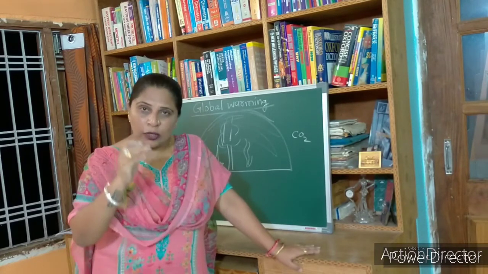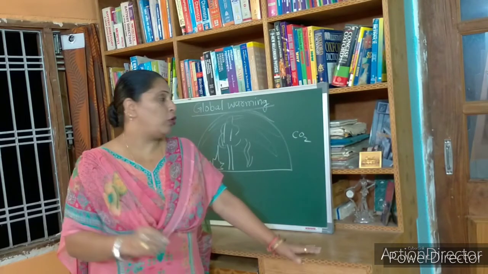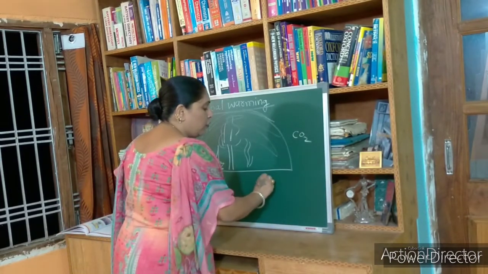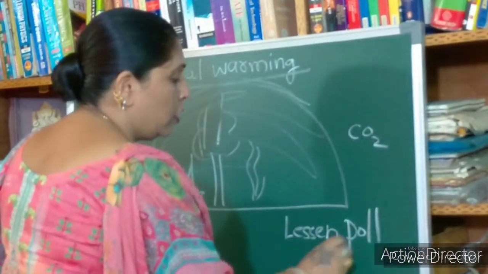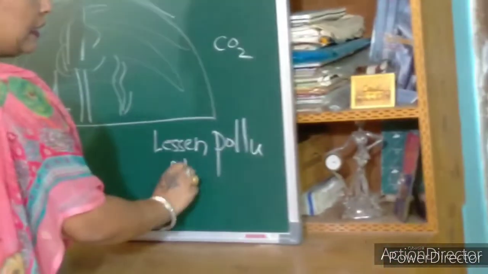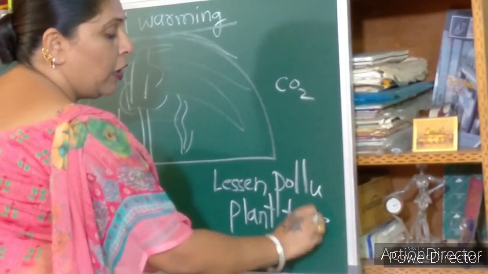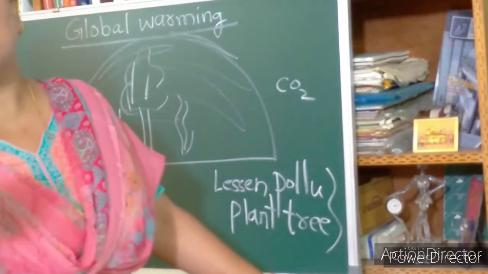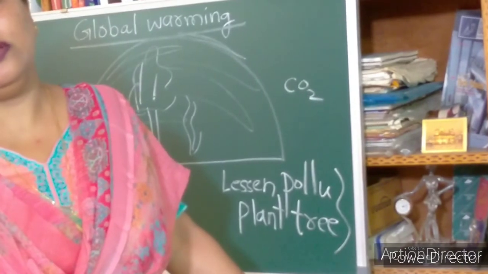So, to regulate the temperature, we should plant trees and we should make less pollution. These are the only remedies. Plant trees. If we do not do this, then our coming generations cannot survive. Understood?